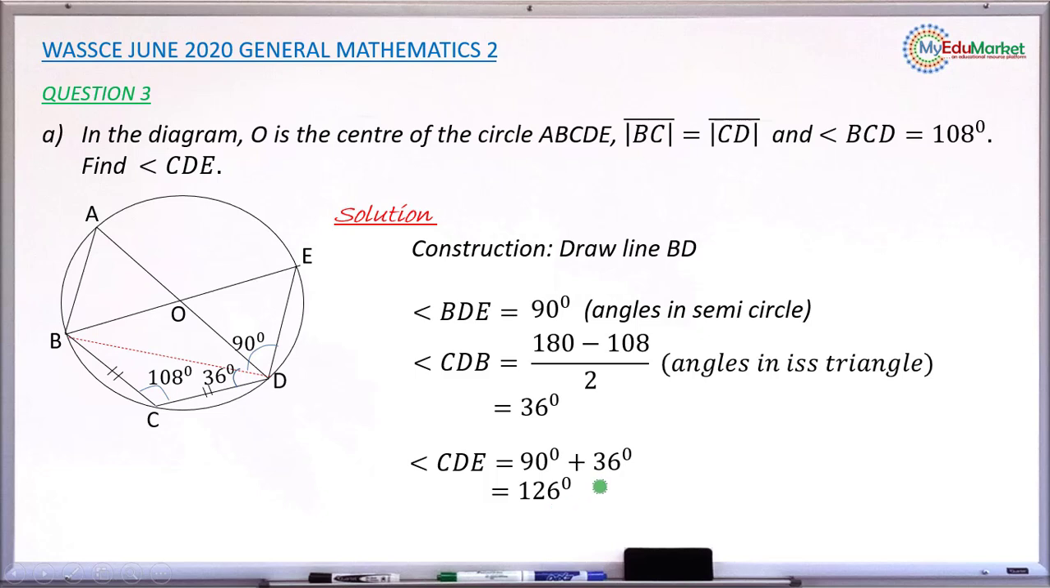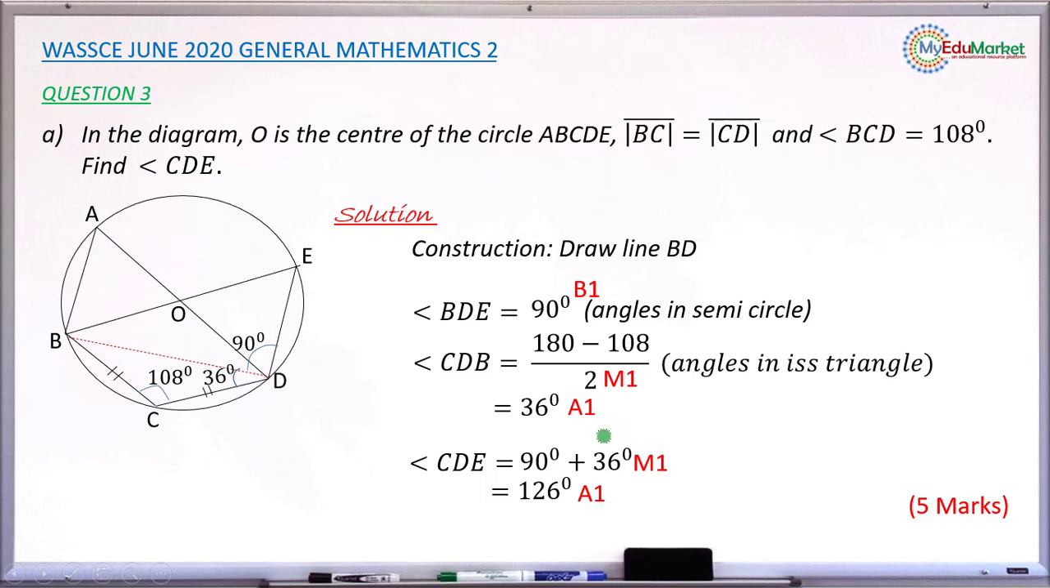So let me quickly share with you the mark distribution for this question as it is in the marking scheme. The very first mark is a bonus 1 mark, and this bonus mark is for getting 90 degrees as the size of angle BDE using angle in a semicircle. If that is done correctly, you have this bonus 1 mark. The next mark is for attempting to get angle CDB using the sum of angles in an isosceles triangle. It gives you this method 1 mark. And when you have angle CDB exactly as 36 degrees, you have this accuracy 1 mark.